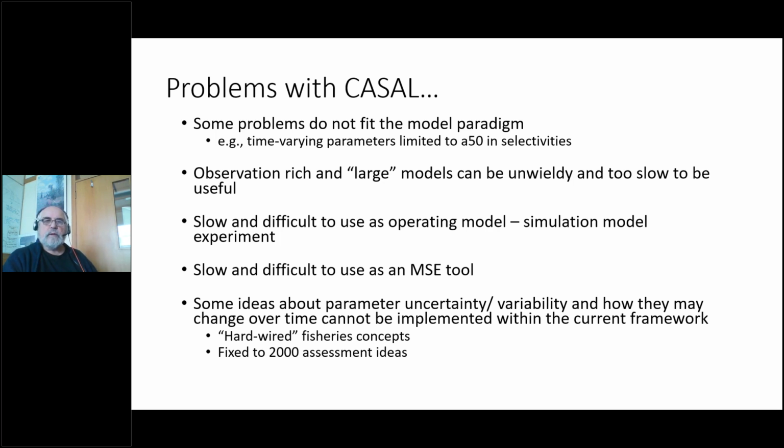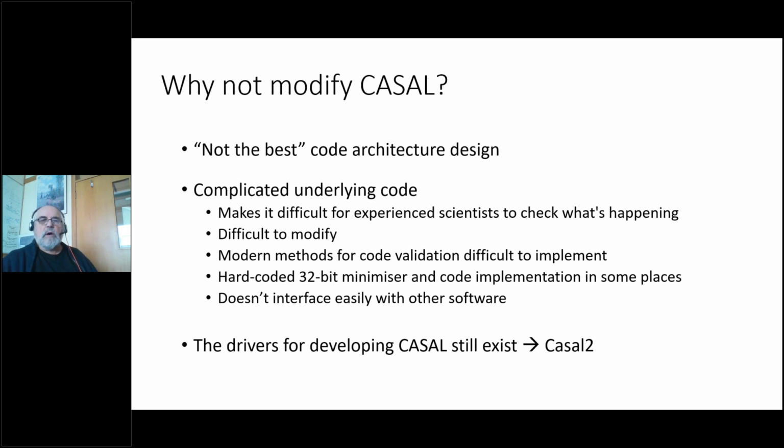Why not just modify CASAL? Unfortunately, it's not the best code architecture design, so the underlying code is ugly, so it's difficult for experienced scientists to check what's happening, and difficult to modify. Modern methods for code validation are difficult to implement. It has a 32-bit minimizer and code implemented in some places, and it doesn't interface easily with other software. However, the drivers for developing CASAL still exist, so this is where CASAL2 comes in.